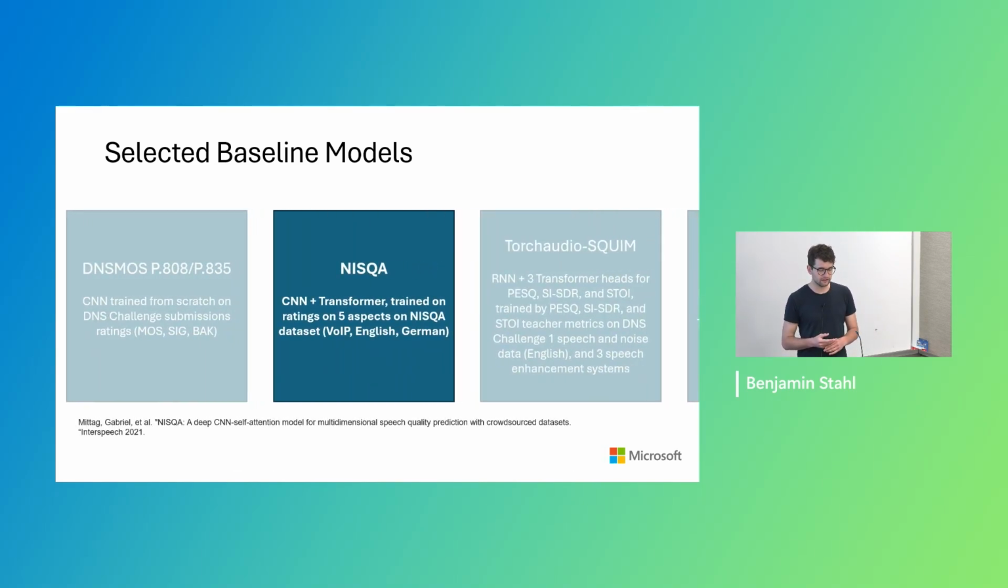Then there's the NISQA model. It's a CNN plus transformer architecture. It was trained on ratings of 5 different aspects. So as opposed to P835, it's not 3, but even 5 different aspects of subjective quality on the NISQA dataset. And this is English and German voice over IP speech data.